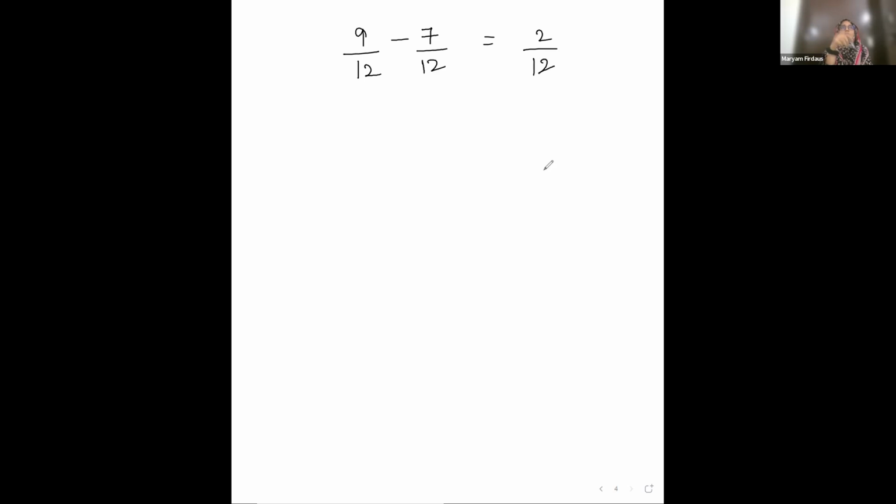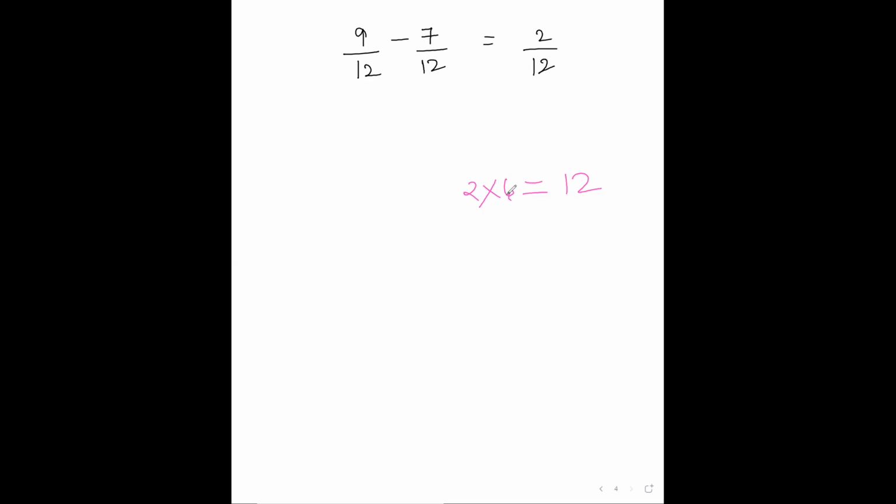Is 2 a factor of 12? Yes. Is 2 a factor of 2? Yes. 2 is a factor of both of them, right? So we can divide both of them by 2. 12 is a multiple of 2.